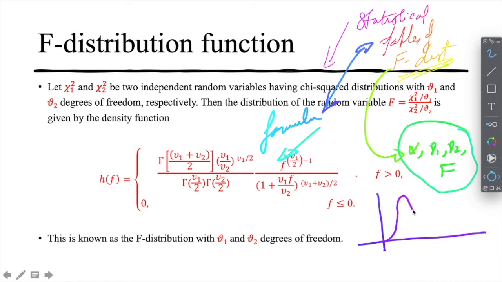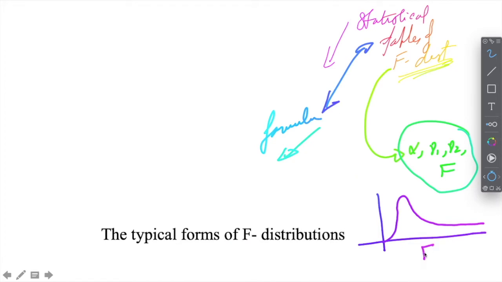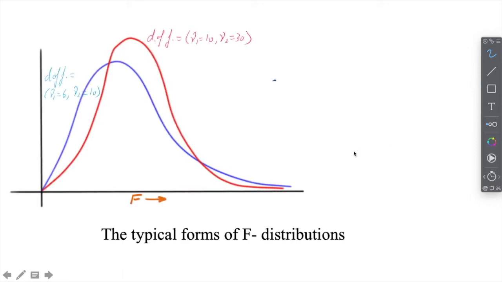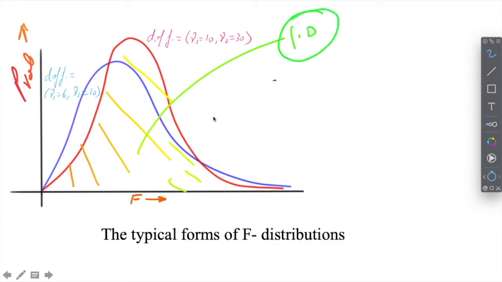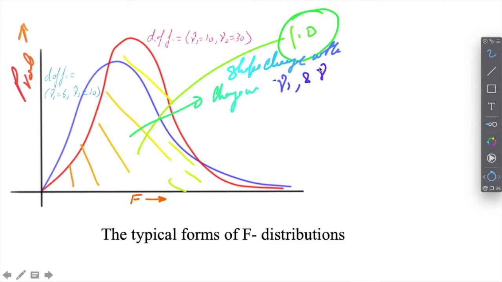The F distribution has a probable shape, something like the chi-square distribution. This is f, and this is the probability with respect to f for a particular combination of nu1 comma nu2. Now this is a typical form of F distribution. If this is probability, then the area under the curve must be equal to 1.0. But if you have to find the probability for suppose nu1 and nu2 as 6 comma 10, this is a graph. For 10 comma 30, the other is a graph. So the shape changes with the change in nu1 and nu2.